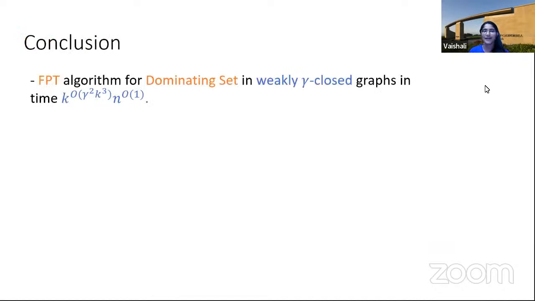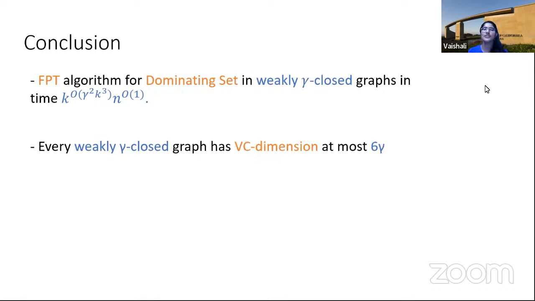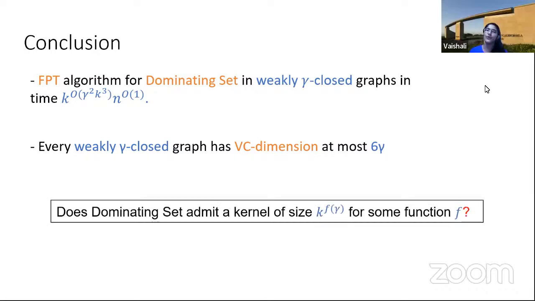So let me conclude. In conclusion, we gave an FPT algorithm for dominating set in weakly gamma closed graphs that runs in k^(gamma^2) k^3 poly(n) time. This resolves the open question of whether this problem is FPT in weakly gamma closed graphs. We also gave a bound on the VC dimension of weakly gamma closed graphs, which we believe will find uses in further study of weakly gamma closed graphs. A nice open problem in this area is whether dominating set in weakly gamma closed graphs admits a polykernel. That is, is there a kernel of size k^f(gamma) for some function f? Thank you.